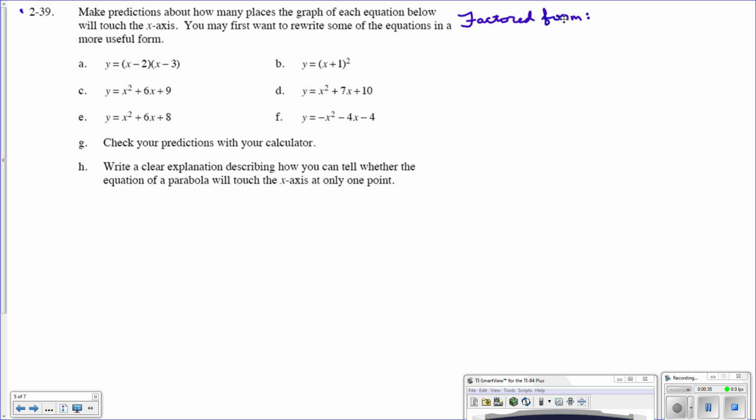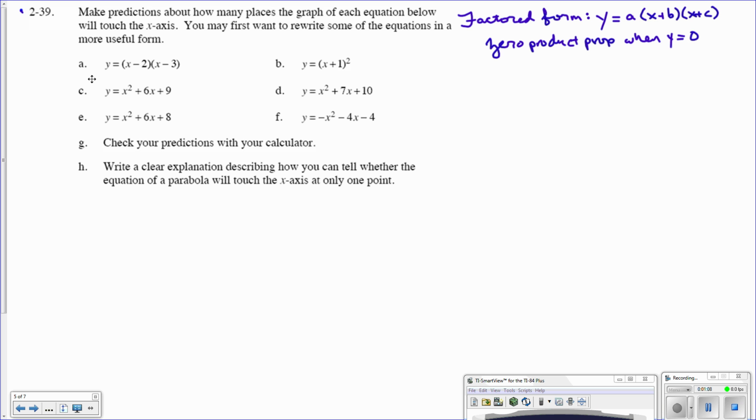Remember, factored form is just when we get it factored into y equals a times the quantity of x plus b times the quantity of x plus c. Remember, this allows us to use the zero product property when our y ends up equaling 0. So we're going to be trying to figure out how many different factors we have when our y equals 0.